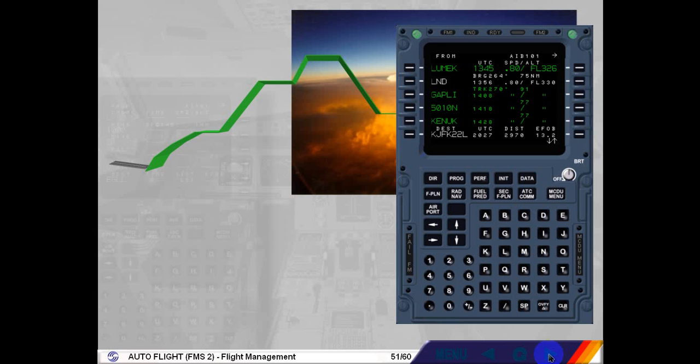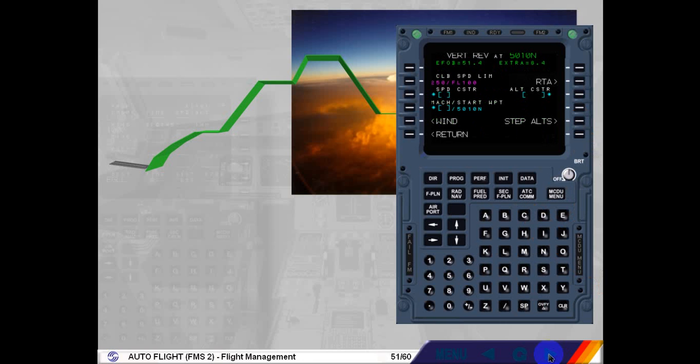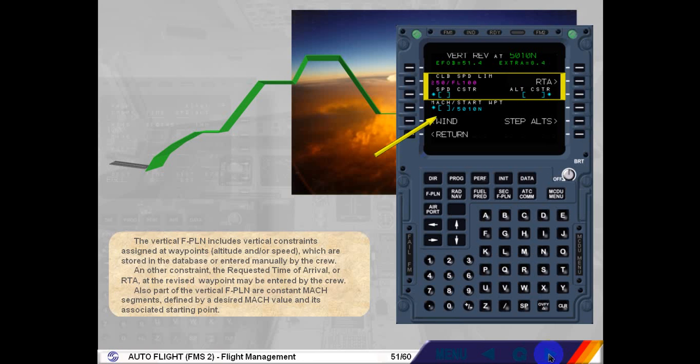The vertical flight plan includes vertical constraints assigned at waypoints, altitude and/or speed, which are stored in the database and entered manually by the crew. Another constraint, the requested time of arrival, or RTA, at the revised waypoint, may be entered by the crew. Also part of the vertical flight plan are constant Mach segments, defined by a desired Mach value and its associated starting point.